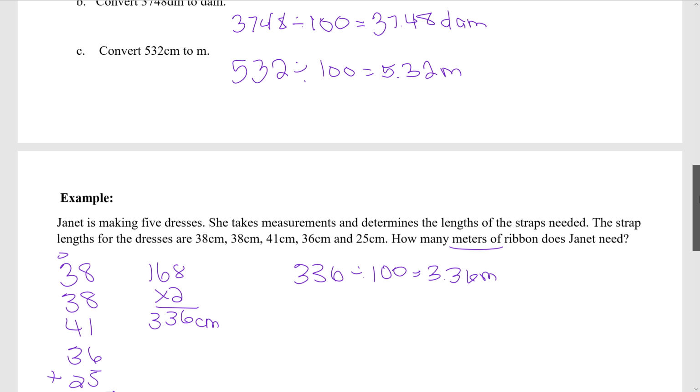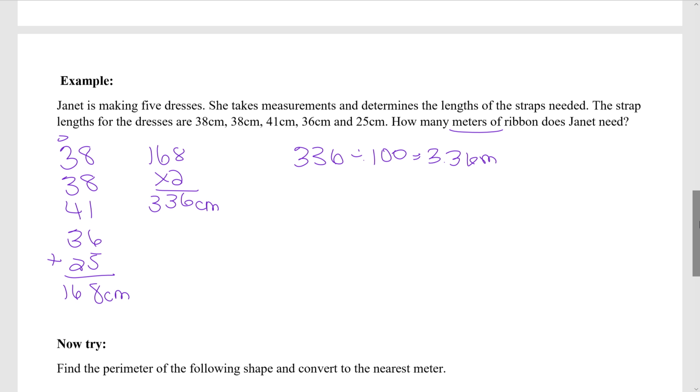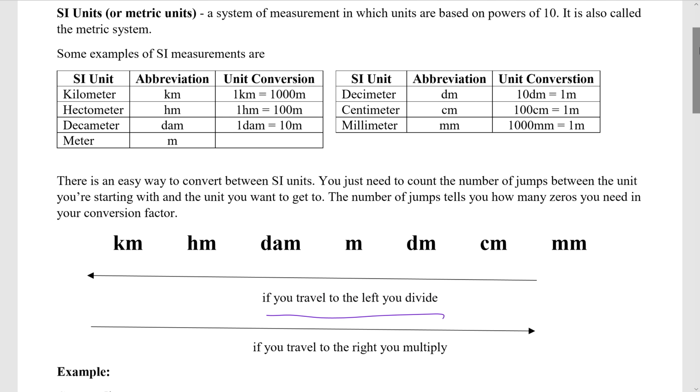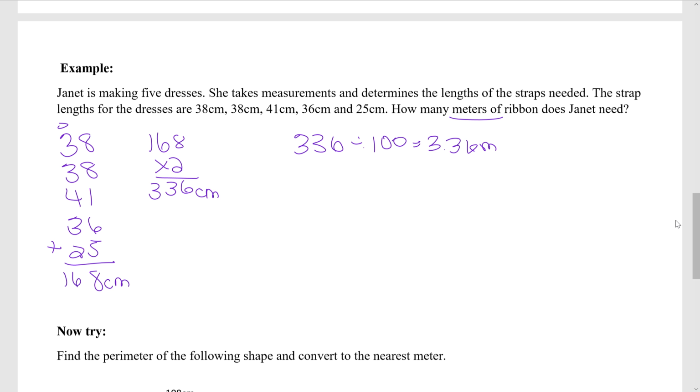But like I said, you can also use your proportions to solve this. If we look way up at our table at the top, it tells us that 100 centimeters is equal to 1 meter. And we can use that as a proportion to help determine our solution as well. So I can say that 1 meter is over 100 centimeters. So if I have 336 centimeters, what does that equal in meters?